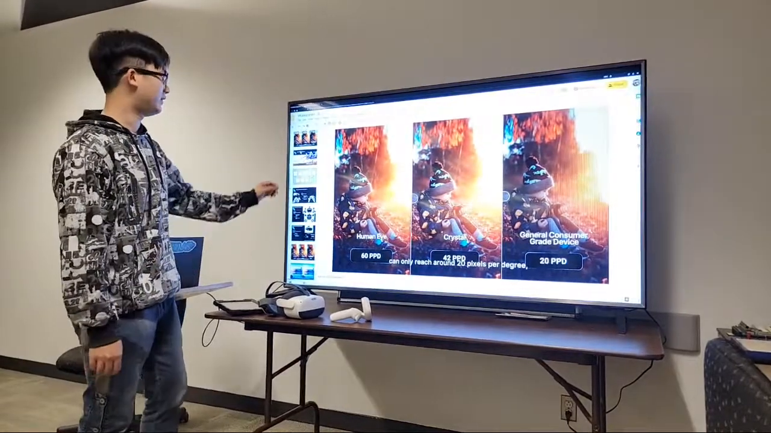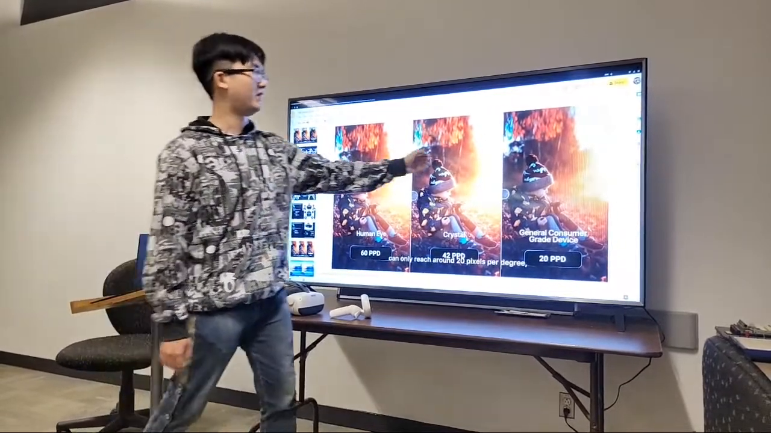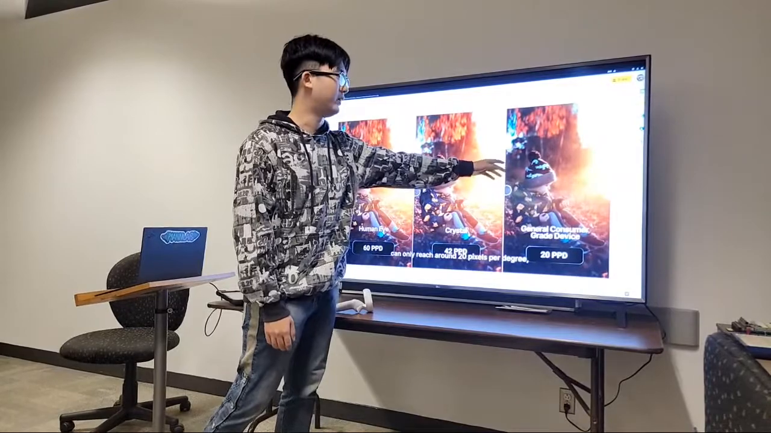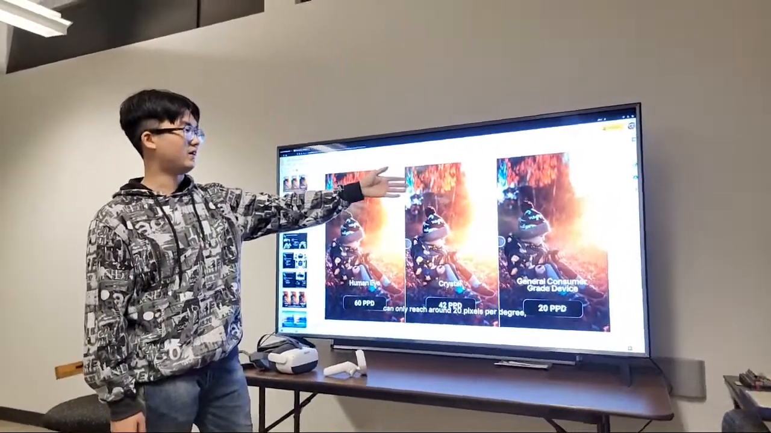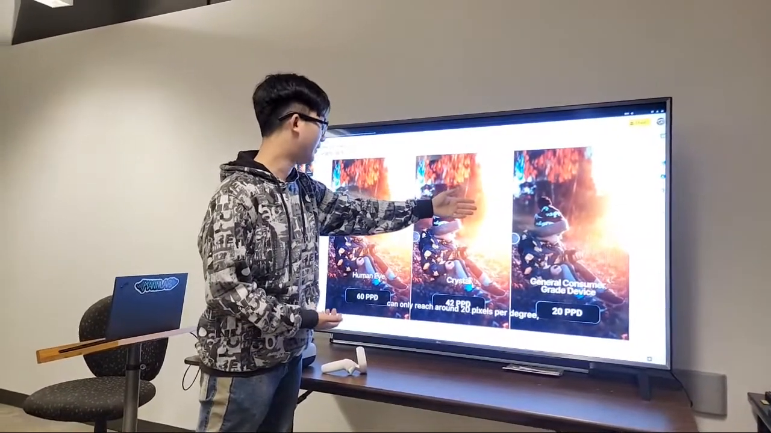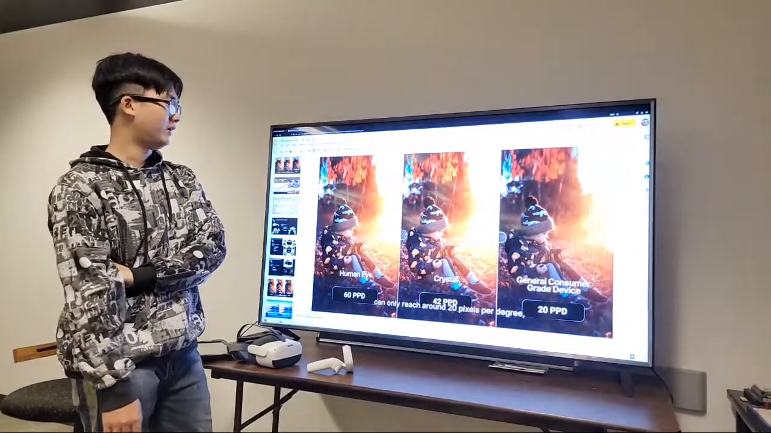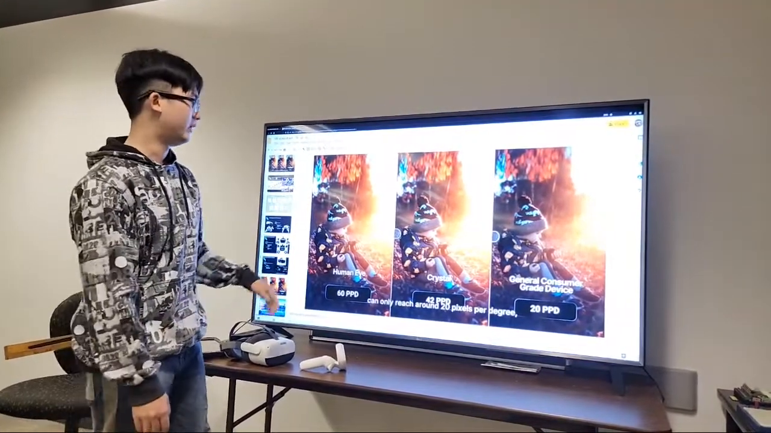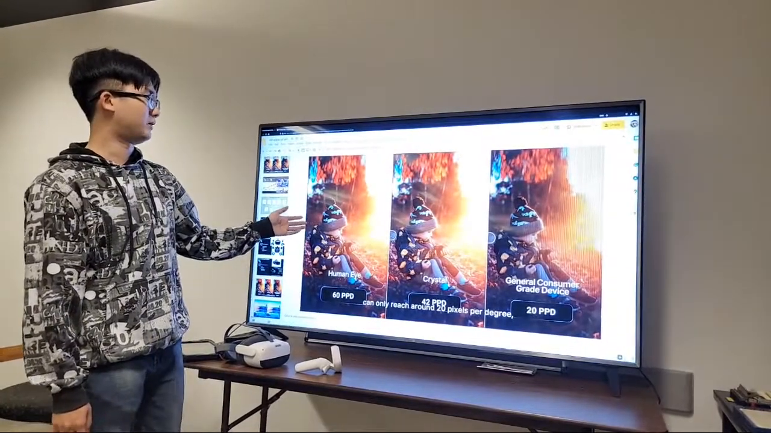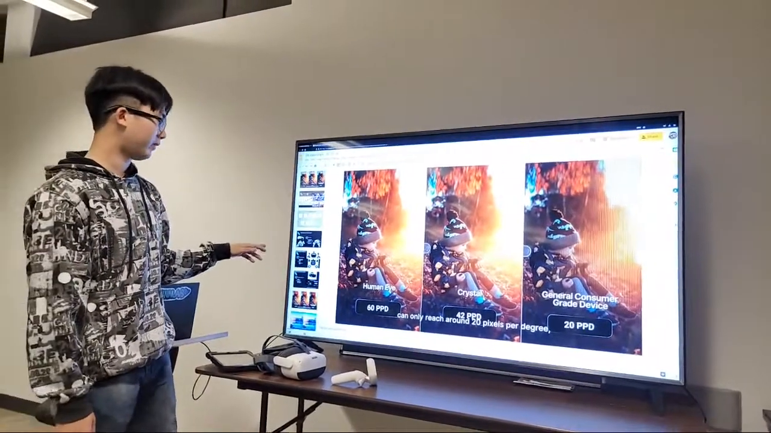So basically, this is how the human eye sees the world, very clear. And this is how Quest 2's image looks. As you can see, there are some grids on the image, and it is called the screen door effect, I believe. This is caused by the PPD not being high enough. What Pimax Crystal improves is that it has really high PPD, so it makes the image seem almost as clear as the way the human eye looks at the world. Super clear.